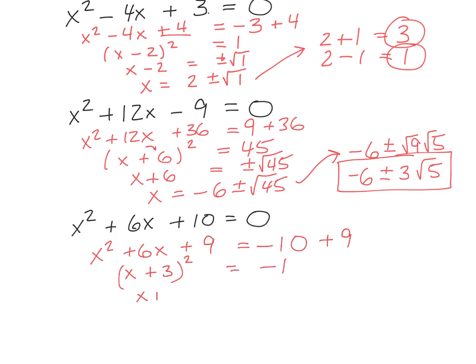If I square root both sides, and then I subtract 3, I get negative 3 plus or minus the square root of negative 1, which I can hear you right now saying that's i. So it's negative 3 plus or minus i would be your two solutions. So those are non-real. This is a parabola that would not cross the x-axis.